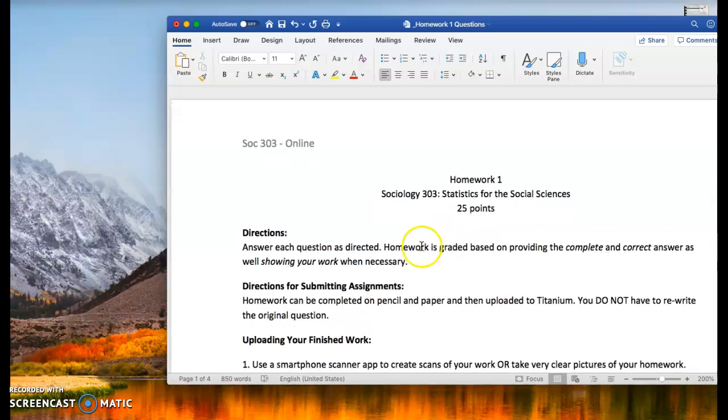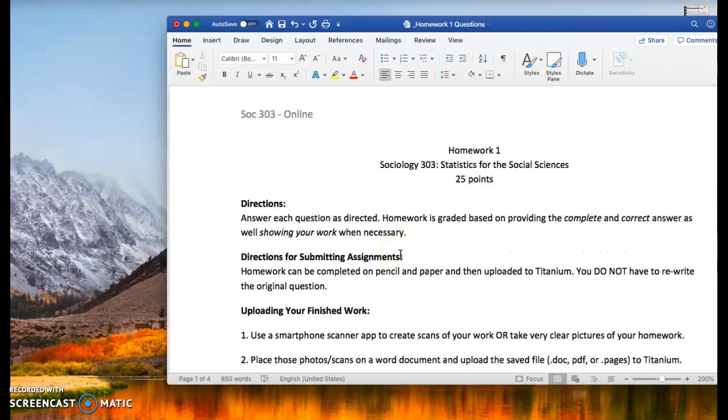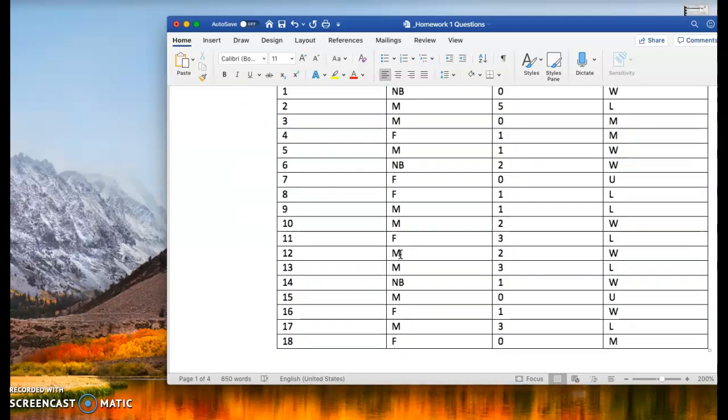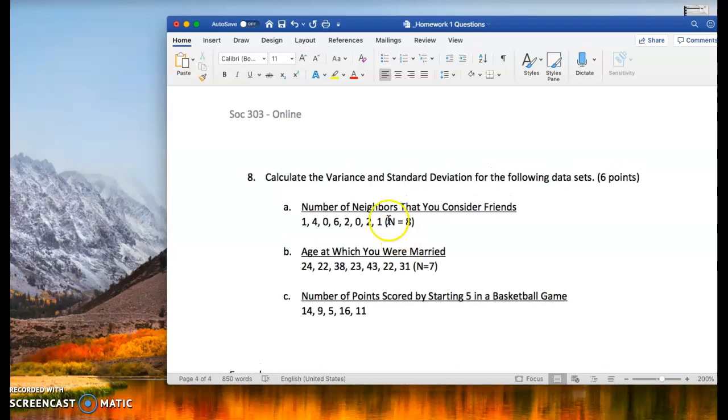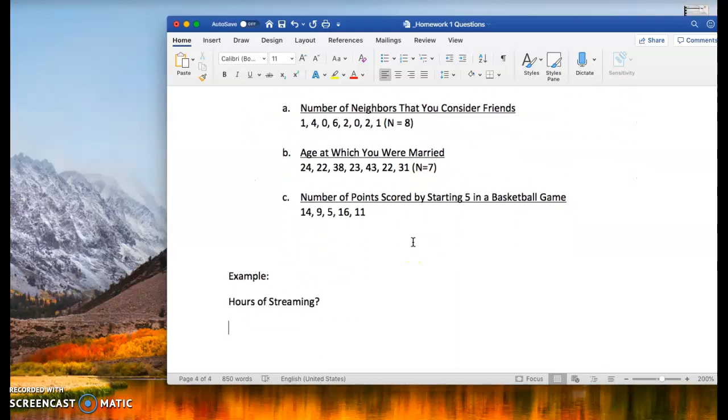Hi everybody, in this video I'm going to show you how to calculate the variance and standard deviation. If we go over to number 8 on homework number 1, this is where we're asked about variance and standard deviation. So we're going to look at an example that is really similar to the ones in number 8.